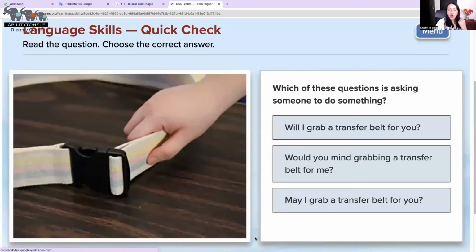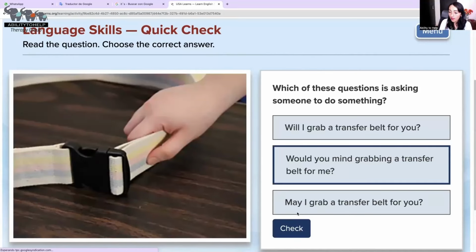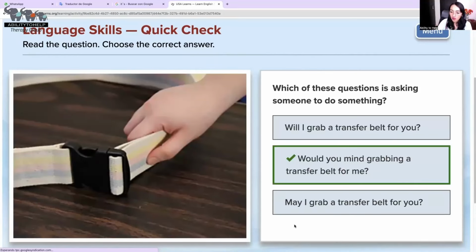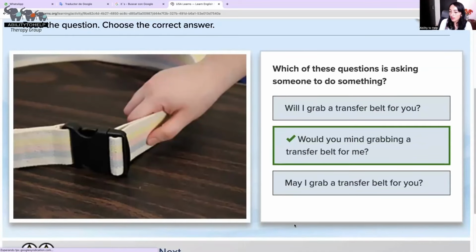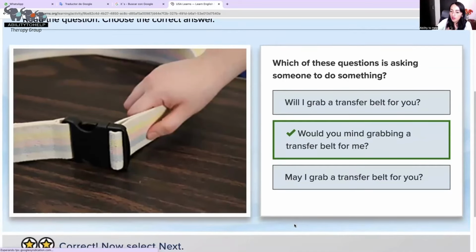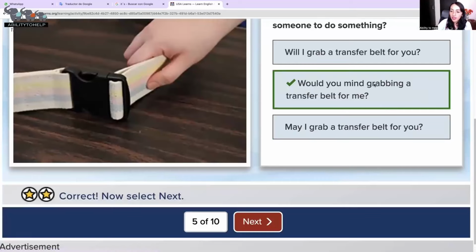Listo. Which of these questions is asking someone to do something? ¿Cuál de estas preguntas le está pidiendo a alguien que haga algo? Will I grab a transfer belt for you? Would you mind grabbing a transfer belt for me? May I grab a transfer belt for you? So I think it's the second one. Would you mind grabbing a transfer belt for me? Don't forget it, ing.